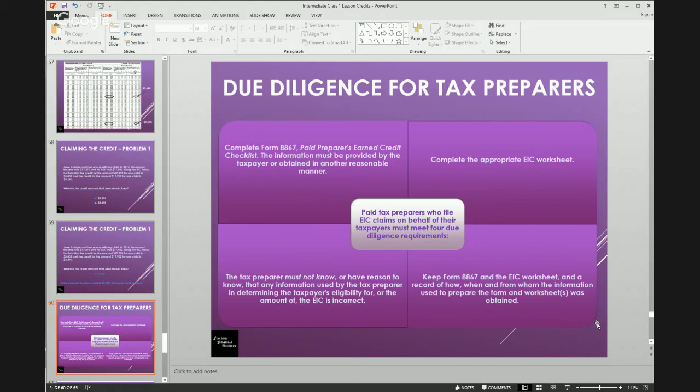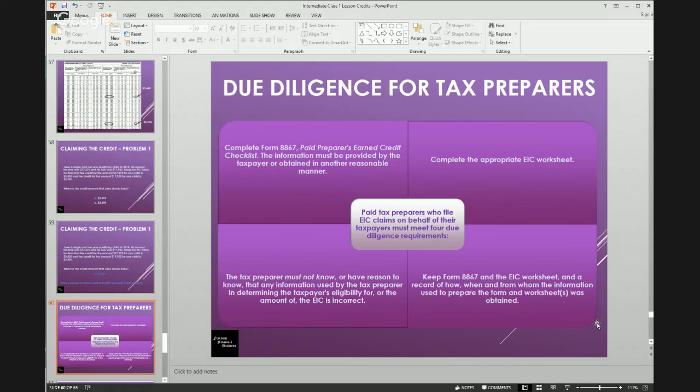So the first thing is there's the Form 8867, where we start to talk about the earned income credit, and the information has to be provided to the taxpayer, and it needs to be obtained in a reasonable manner. So this checklist is pretty exhaustive. You also want to complete the appropriate earned income credit worksheet. You would keep Form 8867 and the worksheet and a record of how and when and from whom the information was used to prepare the taxes.